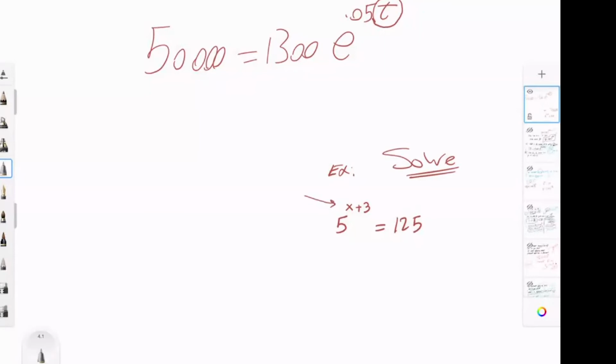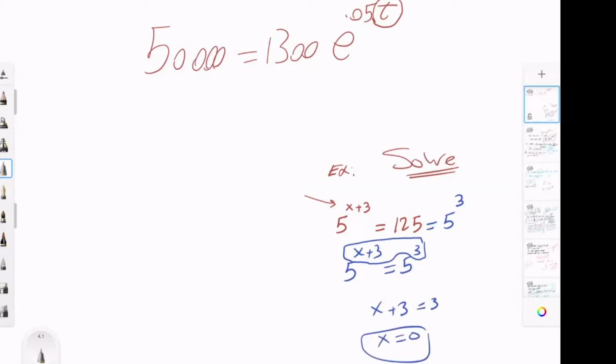That's the exponent. In order to solve for the exponent, one technique is to make both sides have the same base. Not all the time is it doable, but in this example, 125 is 5 cubed. That means 5 to the power x plus 3 equals 5 cubed. The bases should be the same, correct? That means x plus 3 equals 3. Such a good example. This x should be 0 here. When you solve it, you get 0. So the point is we make them the same base.